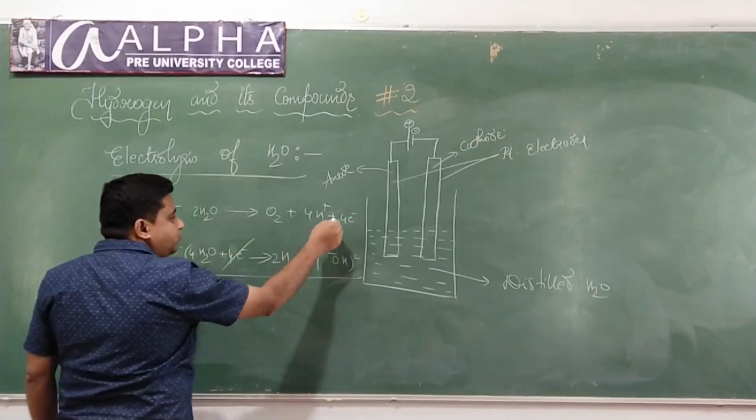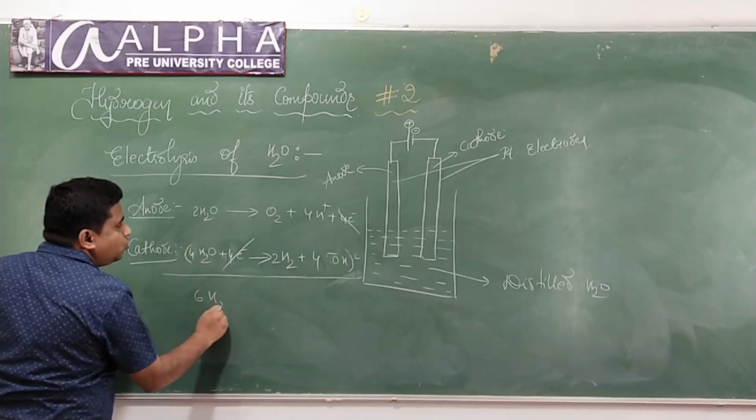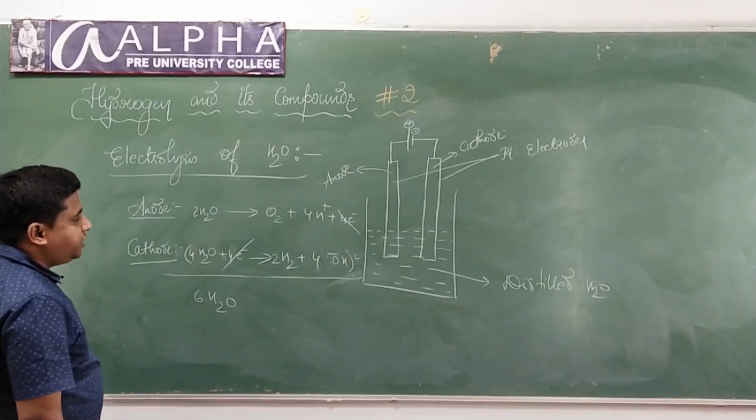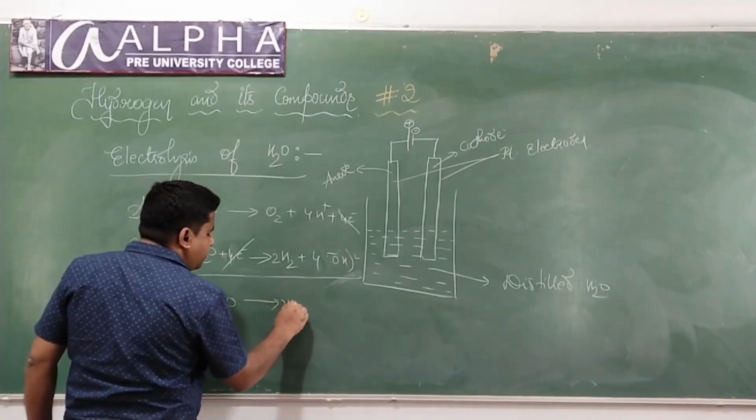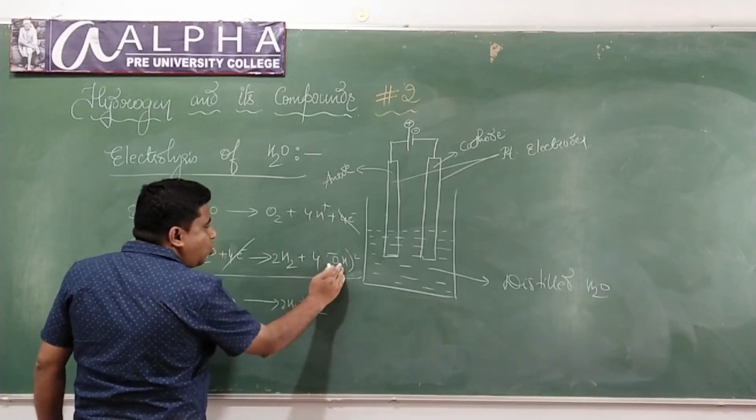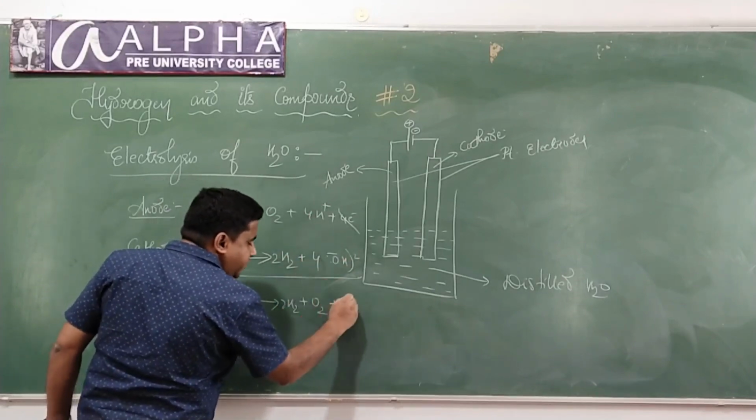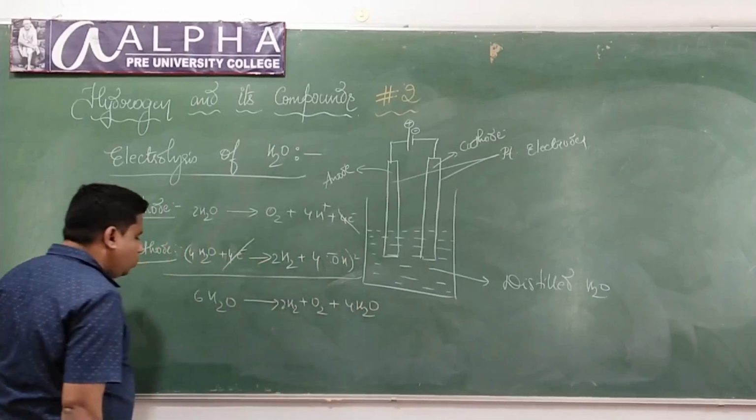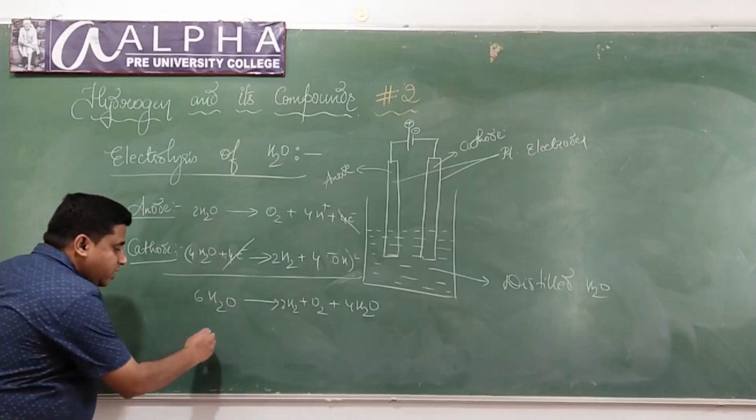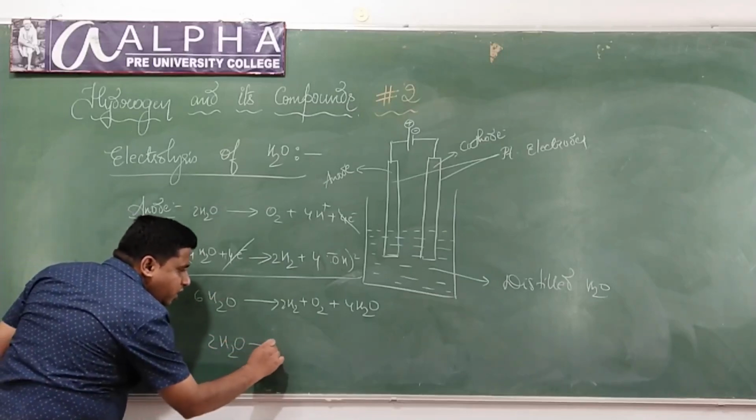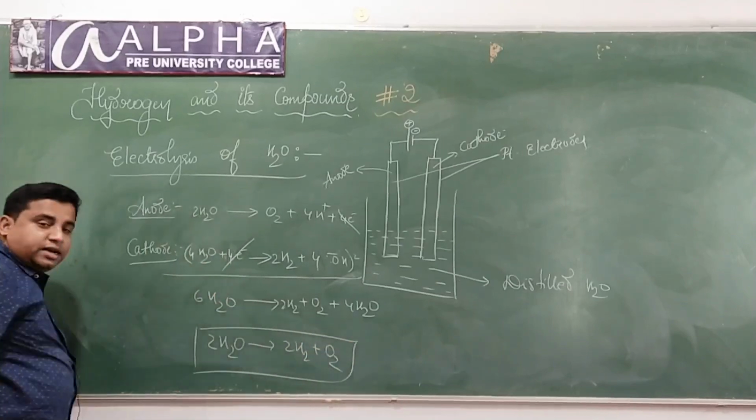The 4 electrons get cancelled. 2H2O plus 2H2O is 6H2O, isn't it? Is that correct? So it will be giving 2H2 plus O2, and 4H2O on the other side: 4H plus 4OH minus is nothing but 4H2O. So 4H2O and 6H2O cancel, and we'll be left with 2H2O giving 2H2 plus O2. This is the same reaction that we had written earlier.